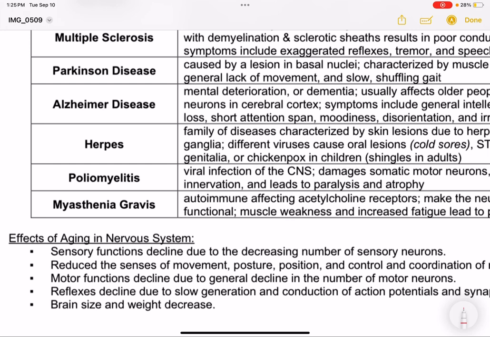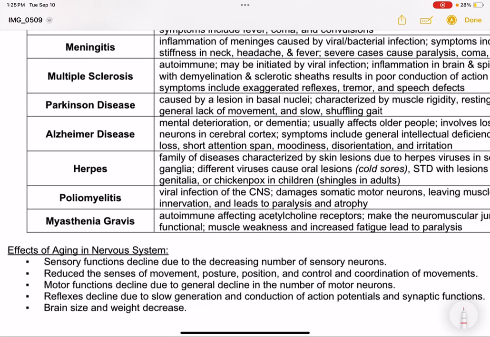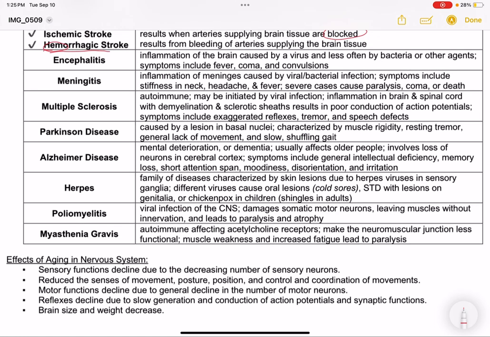So, effects of aging in nervous system. So, sensory functions decline due to the decreasing number of sensory neurons. Okay? So, ang sensory functions naton ga-decline na kung ma-decrease ang number of sensory neurons kung ga-age. So, reduce the senses of movement, posture, position, and control and coordination of movement. So, gahinay. Motor functions decline due to general decline in the number of motor neurons. So, notice nyo mga tigulang, hindi na masyado kahulag or kaubra. It's because ga-decline na ang number of motor neurons nila. So, reflexes decline due to slow generation and conduction of action potentials and synaptic function. So, brain size and weight decreases. Okay?